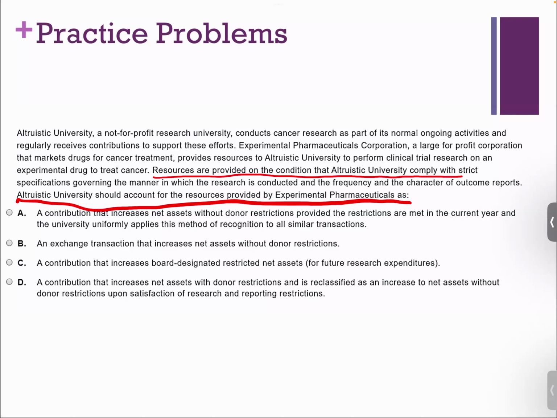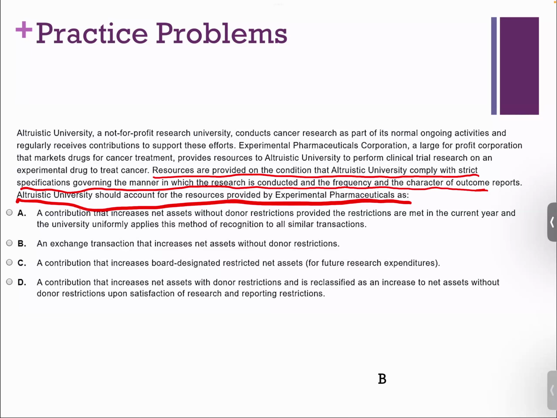And if you look at this closely, resources are provided on the condition that Altruistic University comply with strict specifications governing the manner in which the research is conducted and the frequency and character of the outcome reports. So what this is saying is Experimental Pharmaceutical is going to pay the university money, but the university has to do this research and follow their specifications. So this is definitely an exchange transaction.